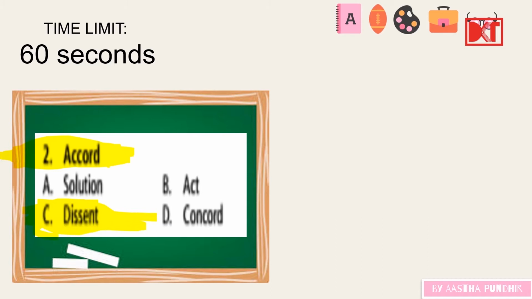Assent and dissent. Then the others like solution, act, concord, all these could be synonyms providing a certain agreement. Solution, act, concord, accord, all these are agreements, whereas dissent represents a certain disagreement.